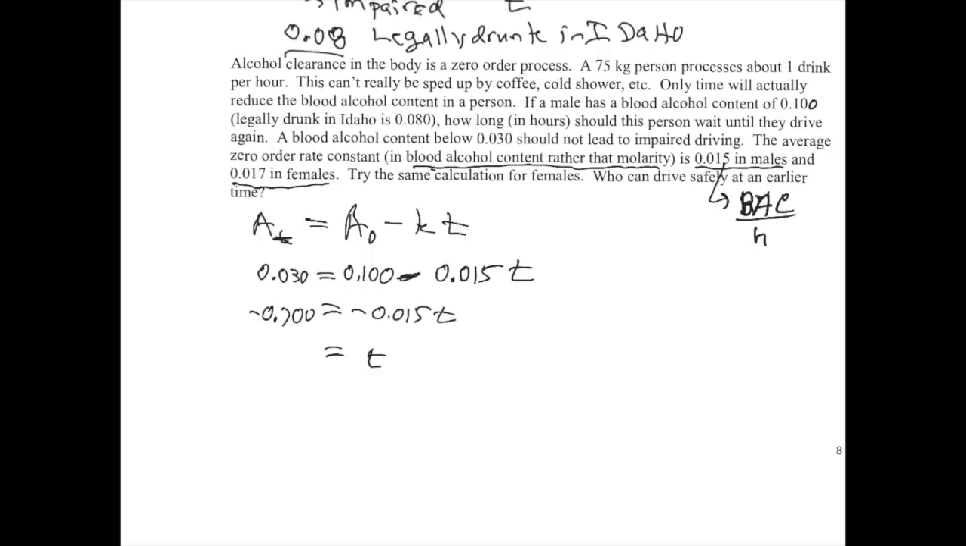And these are BACs. So when we're done, it will be in hours. So we'll divide both sides by minus 0.015, and that will give us our time. But before I do that, I should fix my math.